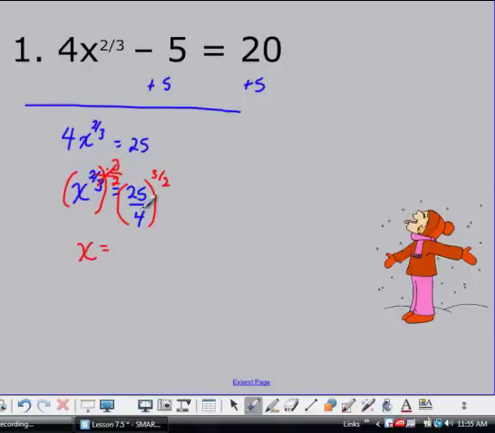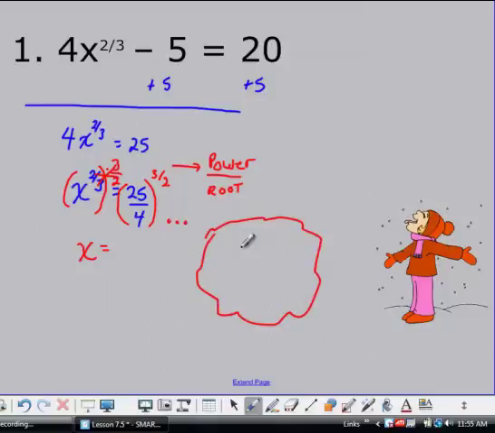And now remember what they're asking me here to do. This means power over root. It's asking me to take the square root of this, which would be, in my mind, my little bubble over here, the square root of that would be 5 over 2. But then I still have to cube root it. So now I'm going to have, not cube root it, cube it. So 5 cubed is 125, and 2 cubed is 8. So this answer is 125 over 8.